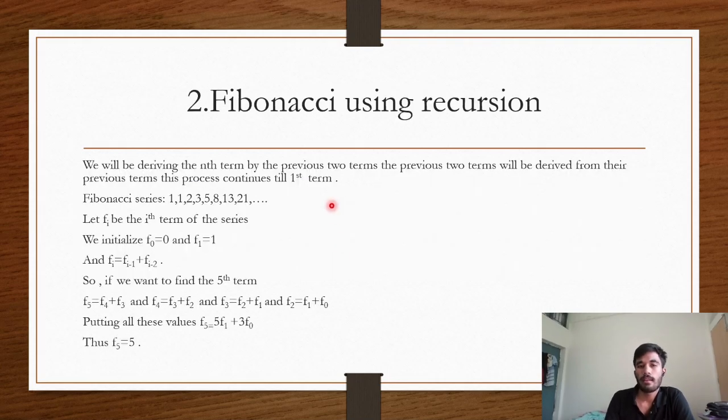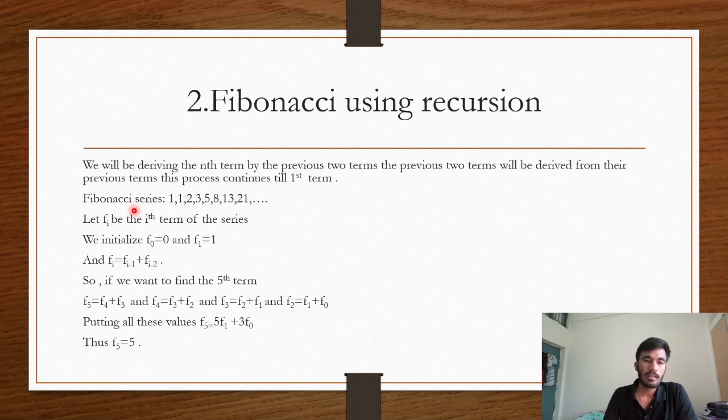Now we'll take a second example, the Fibonacci series: how we can find the nth term of a Fibonacci series. It is very easy to find the nth term because it is derived from the past two terms, the (n minus 1)th term and the (n minus 2)th term. When we add these two terms, we get the nth term. Again, we can use recursion to form this function.